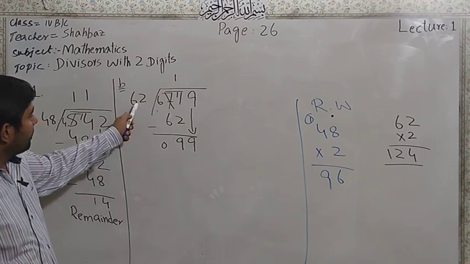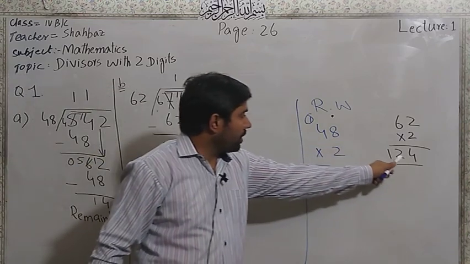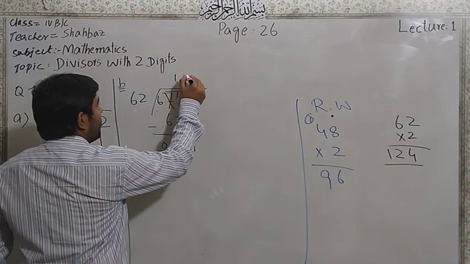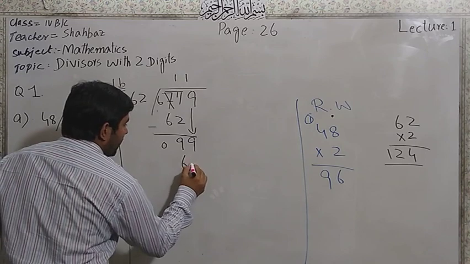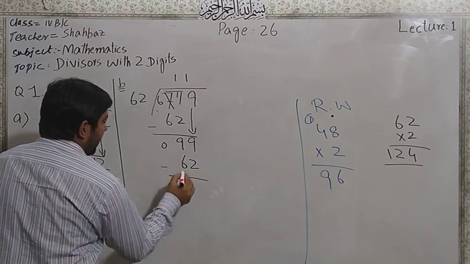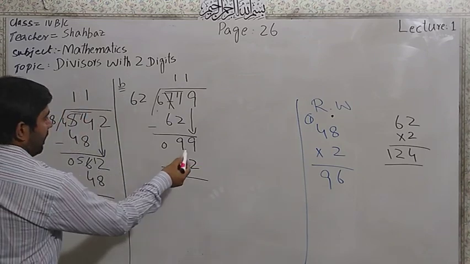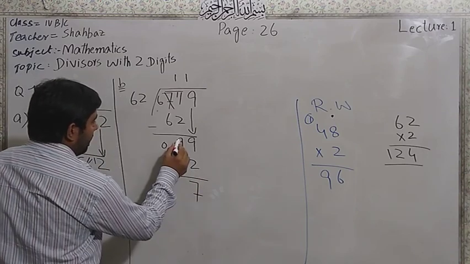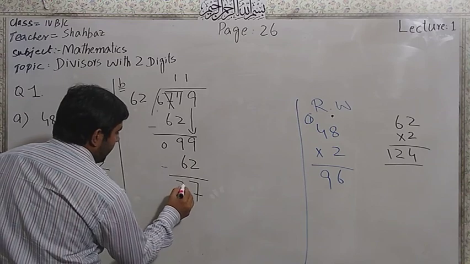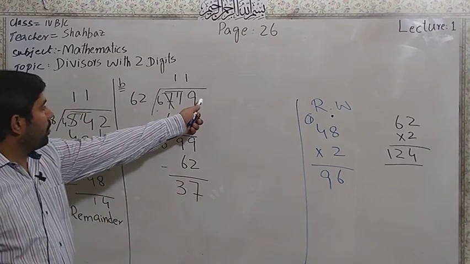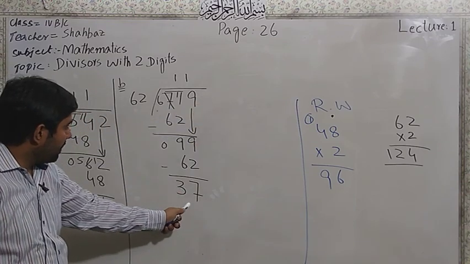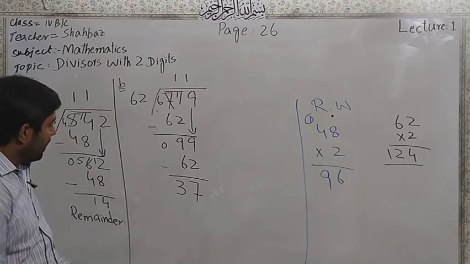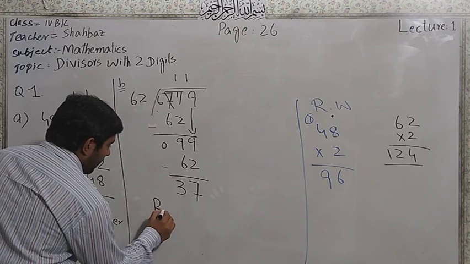You will again guess 62. 2 2s are 124, which is greater than 99. So you will say 62 1s are 62. Now you subtract this one. 9 minus 2 will be 7. 9 minus 6 will be 3. And there is no other digit, so 37 is less than 62. So you will say this is the remainder.